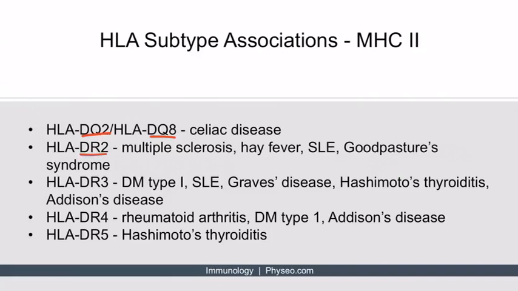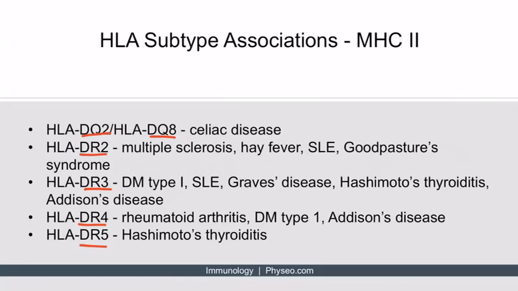So DR2 is associated with multiple sclerosis, hay fever, SLE, and Goodpasture syndrome. DR3 is associated with diabetes mellitus type 1, SLE, Graves' disease, Hashimoto's thyroiditis, and Addison's disease. DR4 is associated with rheumatoid arthritis, diabetes mellitus type 1, and Addison's disease. And finally, HLA-DR5 is associated with Hashimoto's thyroiditis.